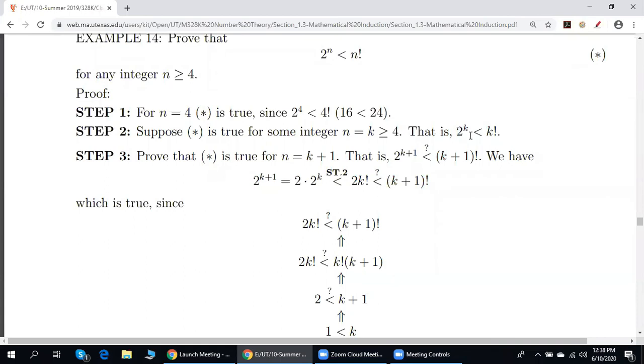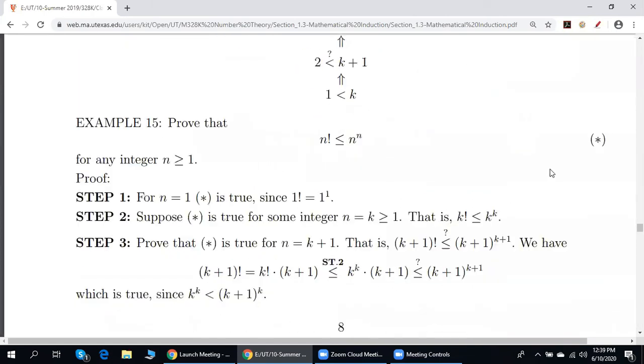Multiply both sides of this inequality by 2. If we multiply both sides of this inequality by 2, the left-hand side becomes 2 times 2 to k's power. It's exactly what is written here, correct? Yes. The right-hand side becomes 2 times k factorial. It's exactly what is written here. So if you multiply both sides of this inequality by 2, you will get this. Does this answer your question? Yes, thank you.